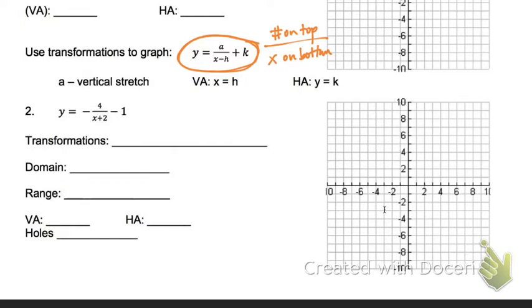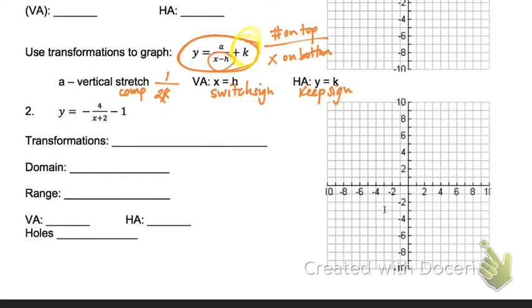And so A is going to be your vertical stretch or compression. And it would be a compression if you had like a 1 over 2x or something, where you had a fraction where the number was on the bottom. I haven't seen too many compressions though. They're mostly just stretches. Then your vertical asymptote, you're going to switch the sign. And then your horizontal asymptote is your last number, and you're going to keep the sign.